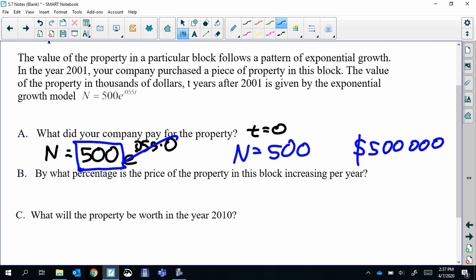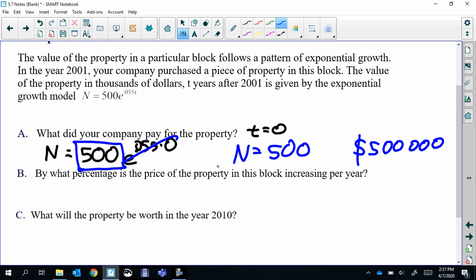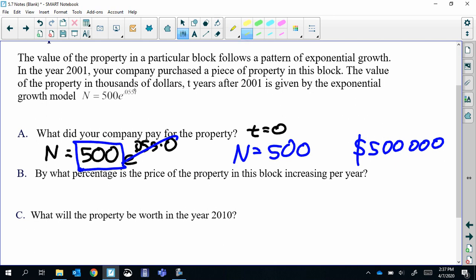By what percentage is the price of the property increasing per year? Also, just like we talked about yesterday, this number, the r, was the rate at which it was increasing. k does the exact same thing. So that 0.055 is the percent that it's increasing by. So that is 5.5%.